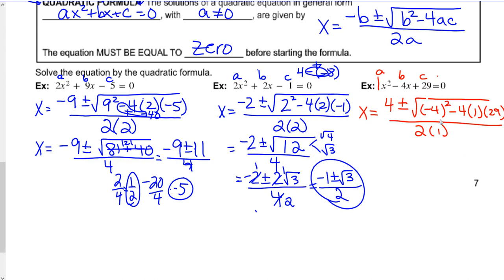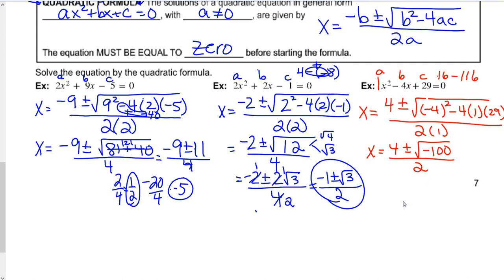We can do that. This here gives me a 16 minus 4 times a 29 gives me a 116. So I have 16 minus 116. So I'm going to come back here and put whatever that is underneath the square root. So that ends up being a -100. All over 2 times 1, which is 2.